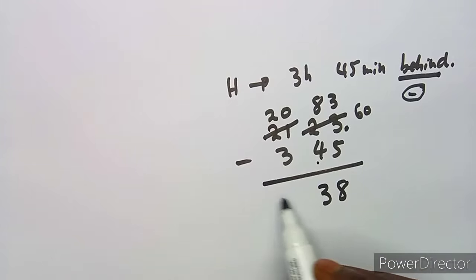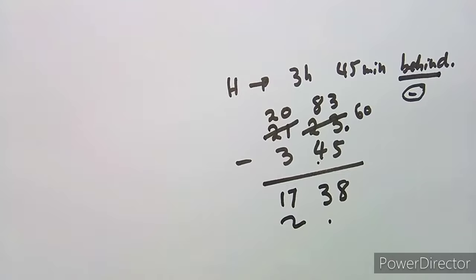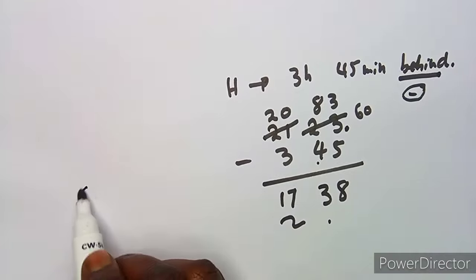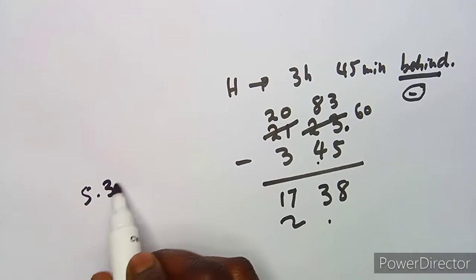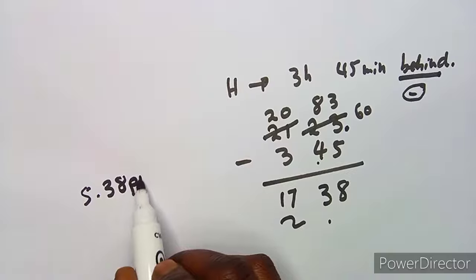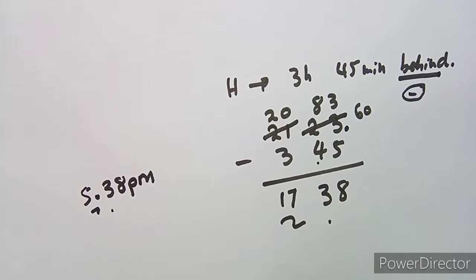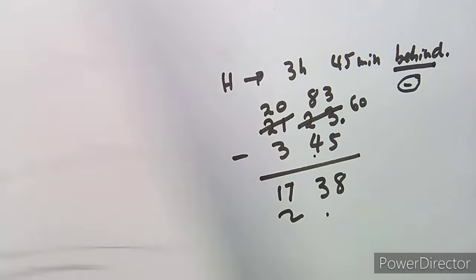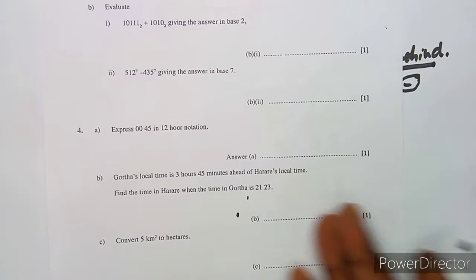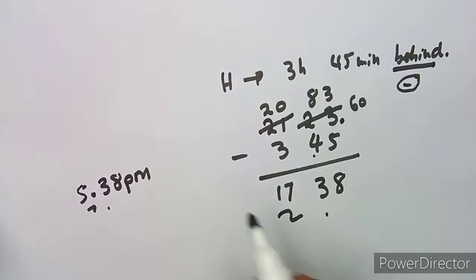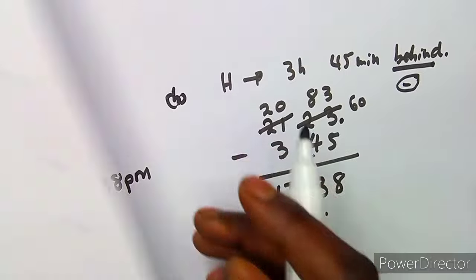20 minus 3 gives you 17. So in Harare the time is 17:38 hours in 24-hour notation. If you want to write it in 12-hour notation, it's going to be 5:38 p.m. That is if you want another notation, but here we can just write it as it is. So that is what we had, guys, on item B.